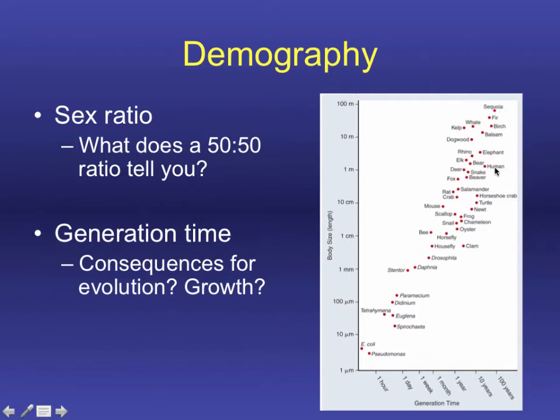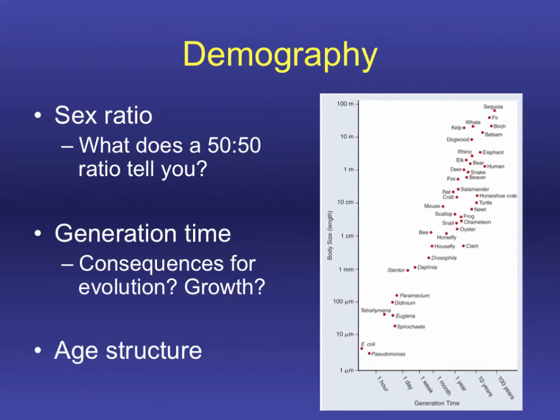We see some smaller things on here, kind of interesting. We've got horseshoe crabs. They're like 10 years, and they're not that big, right? They're relatively small. So there are some exceptions here, but for the most part, there's a pretty good predictor of the generation time and body size relationship here.